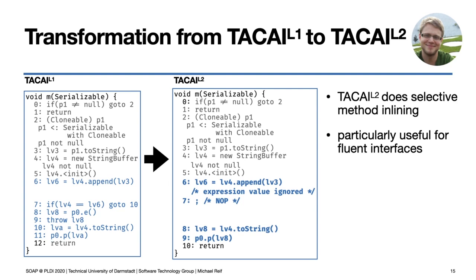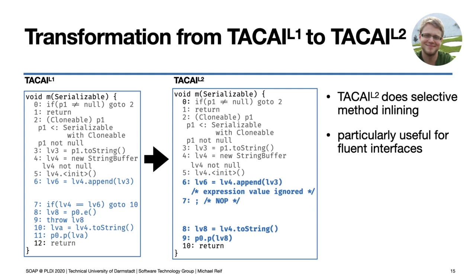And now the if check and the call to the method that throws the runtime exception could be removed, because we know that the variable is never used and the expression value is ignored. And that's possible because TAC L2 does selective method inlining, which is particularly useful for fluent interfaces, such as the StringBuilder or StringBuffer with append. Fluent interfaces have the property that they usually allow you to chain method calls and then return a self-reference. So that's basically all the properties of TACAI and how it looks.